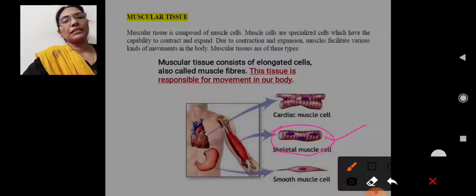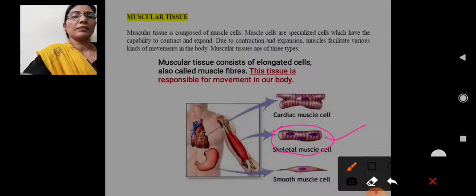This skeletal muscle contains striations in it. They are cylindrical in shape. Each cell of skeletal muscle is cylindrical in shape, and they are multinucleated. They have many nuclei in them, not a single nucleus. Many cells of the body contain a single nucleus, but here the striated or skeletal muscle cells have more than one nucleus, so they are called multinucleated cells.